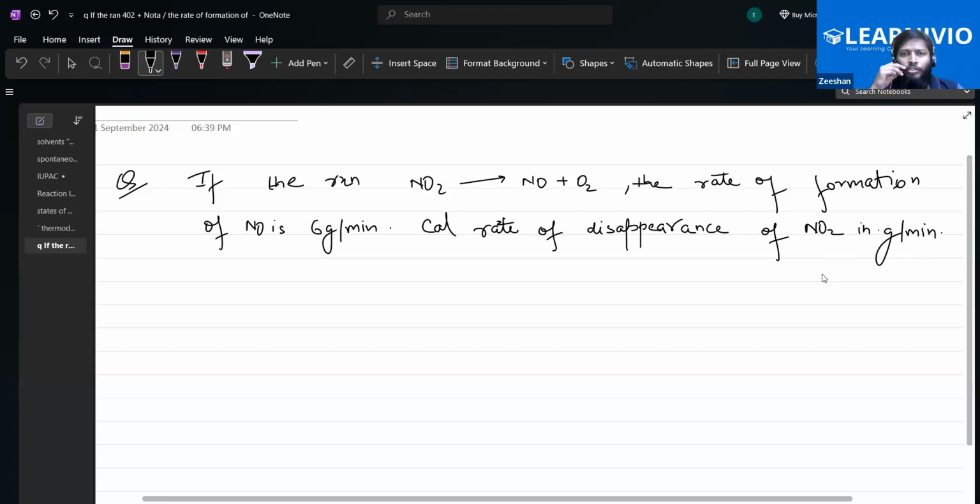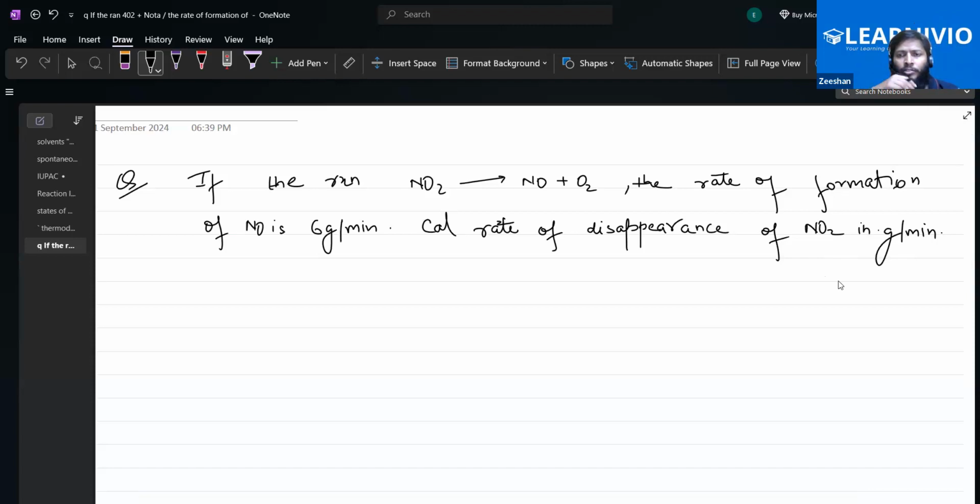Mamuna, have you understood the question? Yes, sir. So the reaction equation is given. The rate of formation of NO is given. You have to find the rate of disappearance of NO2. Both of you understood the question, right? Yes, sir. Okay. Just tell me what would be the first step to solve this question.